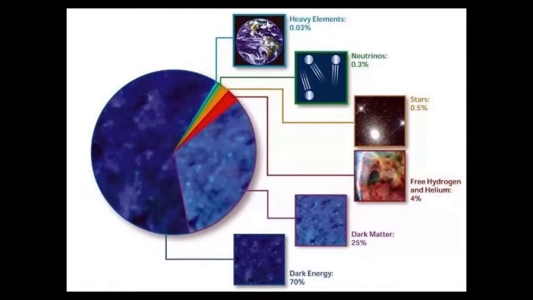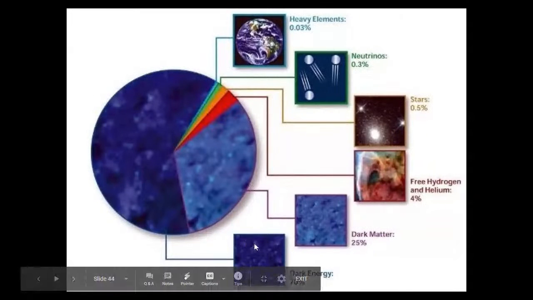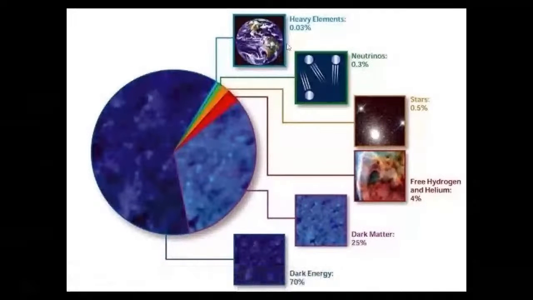There are heavy elements. We know heavy elements are there on Earth. We know that iron is found, gold is found, uranium is found. The percentage of heavy elements is very tiny, about 0.03%. Dark matter is 23 to 24%, and dark energy is 68 to about 70%. This is a pie chart of the fraction of mass associated with different categories.